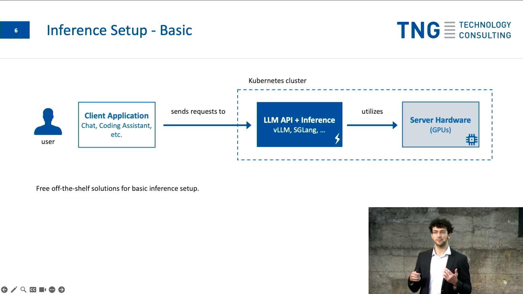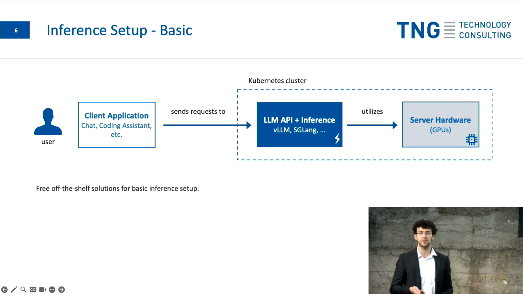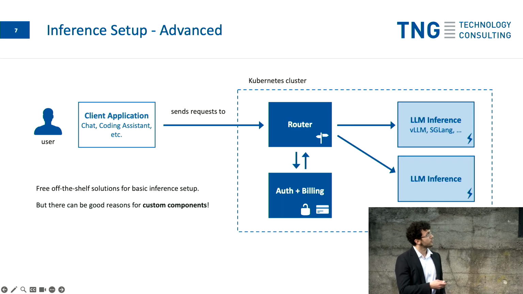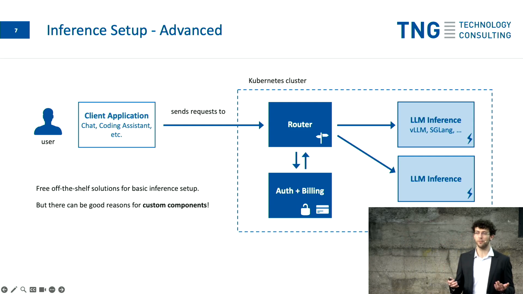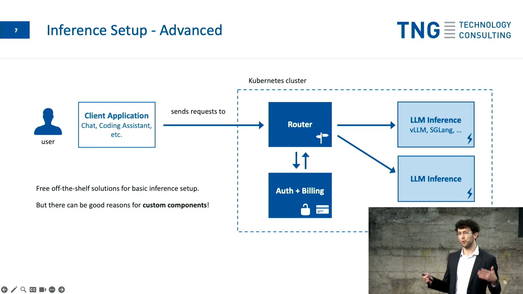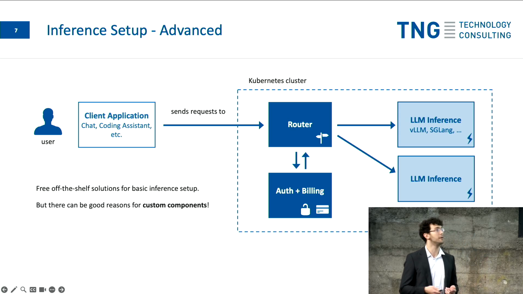But of course, real life is not simple. And especially when you work in a larger company, in an enterprise context, then you have to zoom in on what other components are actually needed in order to run such a platform. So typically, you would need some kind of routing component, either because you want to serve multiple models and only provide a single endpoint to the end users, or for load balancing purposes, so that you can spread the load across multiple deployments of the same model.